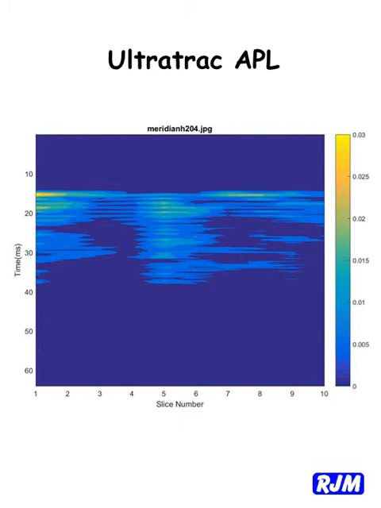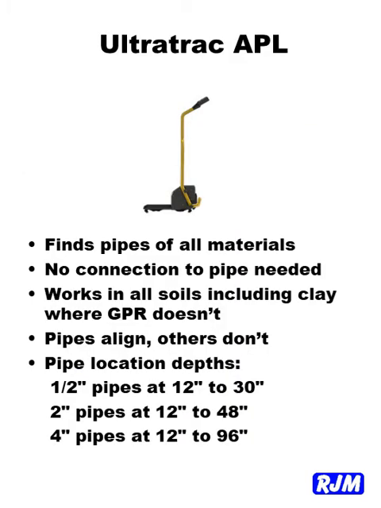Pipes align in a straight line. Other objects are random. Plastic pipe displays medium intensity scans. Rocks and other more solid objects display as more intense color on the map. Depth is indirectly measured by checking the time versus soil type chart. Since the APL uses sound instead of high-frequency radio signals, it works in clay and other soils where GPR does not.